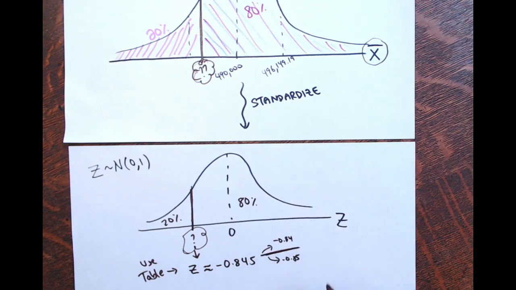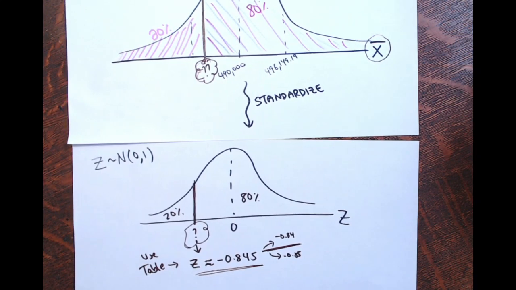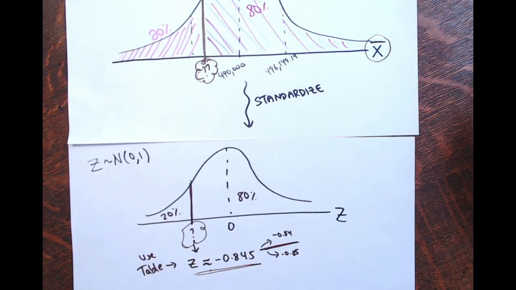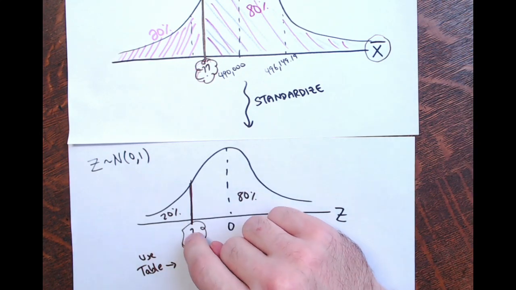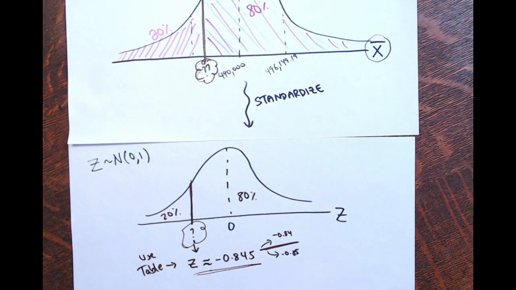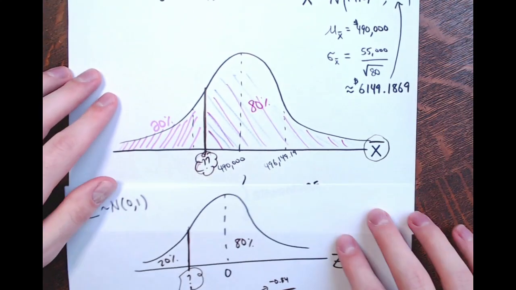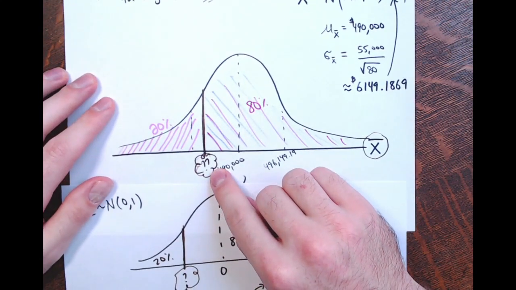I'm going right between them. So I'll use that, all right? Now again, you can use the one that's closest, negative 0.84, and I think it'll still work out. Now, this isn't the answer. We don't want the z-score with 20% below and 80% above. I want this average retirement account. What's that score?